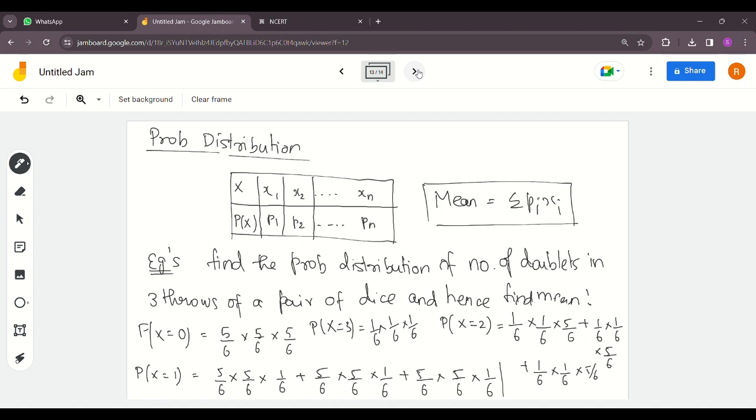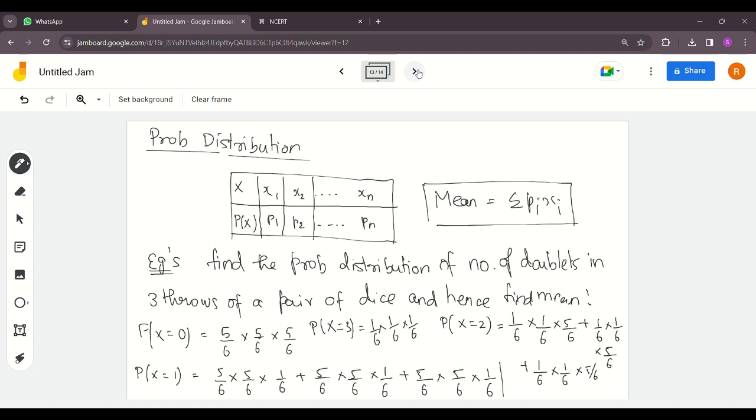Now, probability distribution. I have given you an example for probability distribution. Find the distribution of the number of doublets. Doublets means it should be identical on both dice, like 1,1, 2,2, 3,3, 4,4, 5,5, 6,6. So totally there are 6 possible doublets, in 3 throws of a pair of dice, and hence find the mean. Suppose X; now we need to find the probability of a doublet first. The probability of a doublet, as I told you, is 1 out of 6.